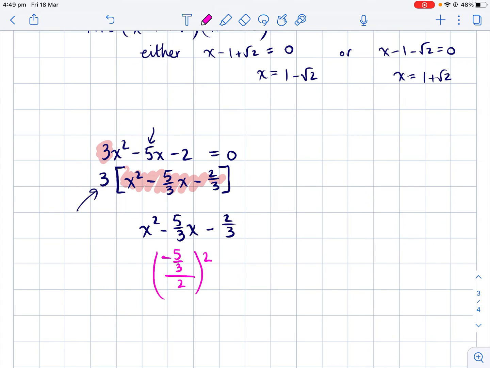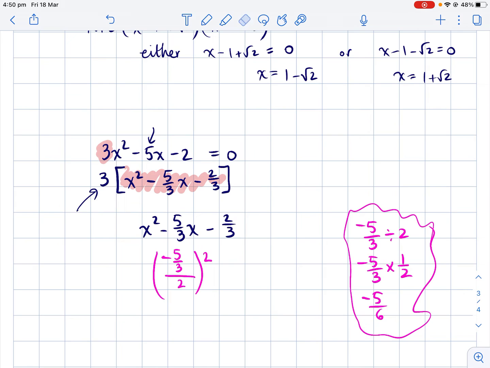Now that looks super ugly at the moment. So before I go any further, I'm going to deal with this minus 5 over 3 divided by 2. That becomes minus 5 over 3 times 1/2, which is minus 5 over 6. Or the shortcut, I don't ever have to do this process. I'm telling you every single time what will happen is when I halve a fraction, the denominator will get doubled. So it becomes negative 5 over 6 all squared.